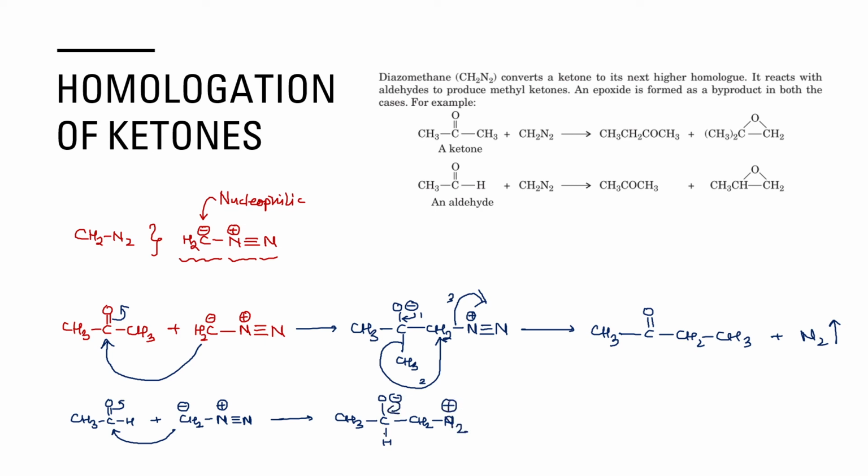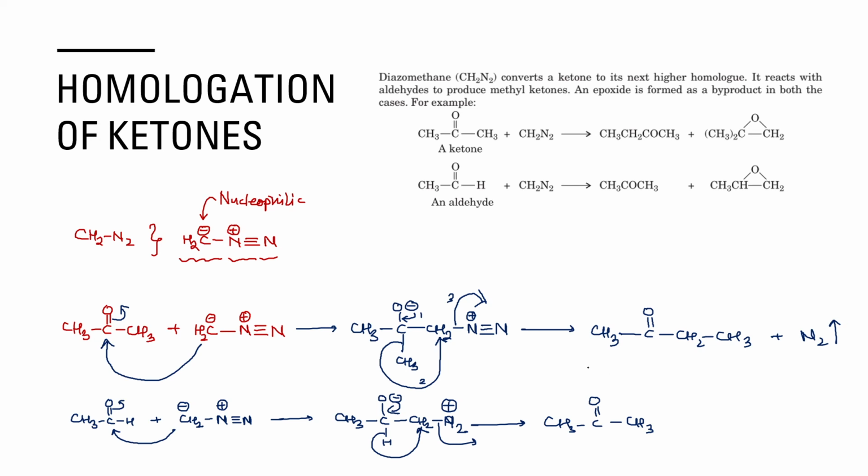This comes over here, this moves over here, and this goes out, which creates CH3, C double bond O, CH3. Okay, so this reaction is known as the homologation of ketones.